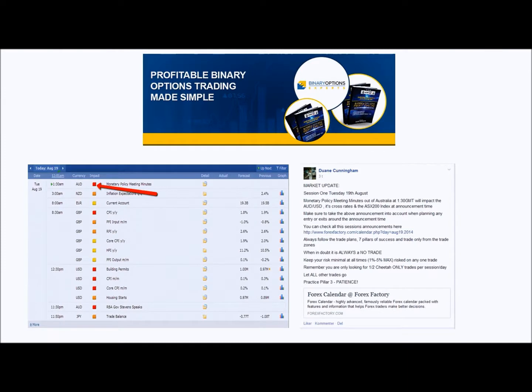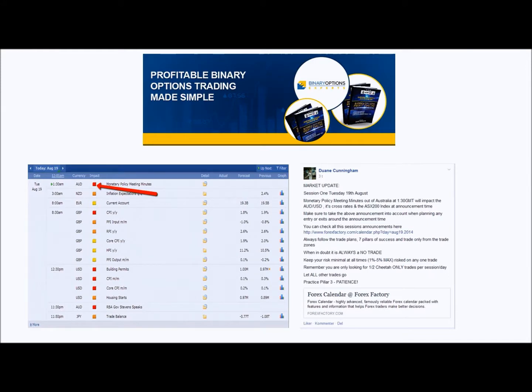I always stay away. So how long before an announcement should we stop trading? I never have any expiry trades less than 30 minutes before an announcement. So for example, in this particular Australian announcement, it says 1:30. I don't have my expiry time on a potential setup later than 1 GMT. That's half an hour before the announcement is scheduled.